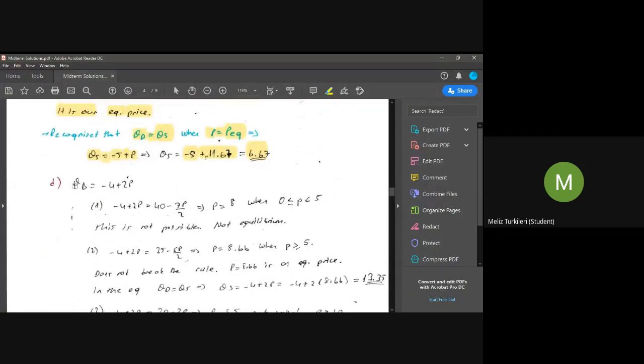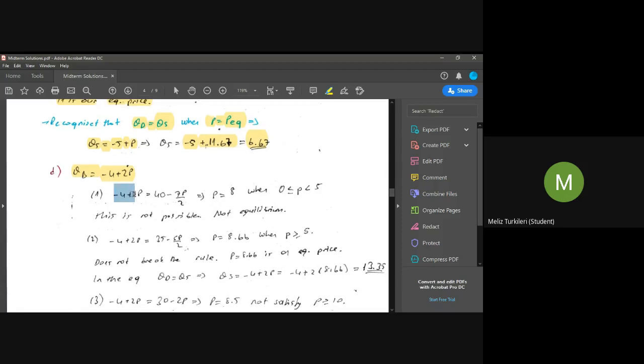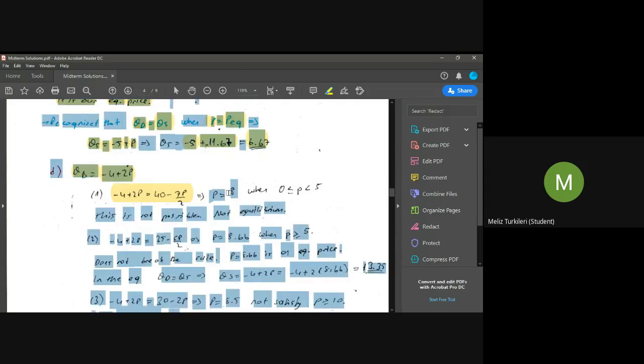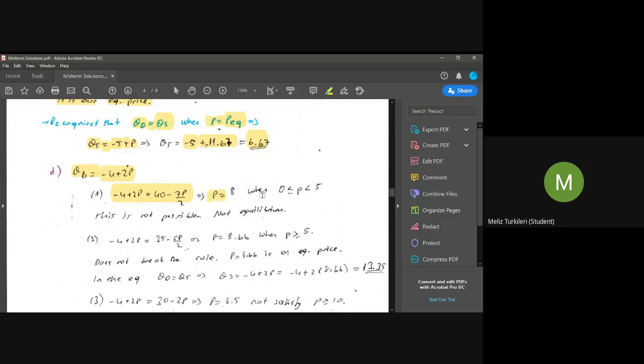Okay, we know that the supply function equals minus 4 plus 2p for the Black Short factory. Again, first of all, I equalize this supply function with the aggregate demand function, 40 minus 7p divided by 2. I found out that price is equal to 8. But when the price is lower than 5, this function is true, okay? But when the price is 8, this is not a true function. So this is not possible, this is not an equilibrium.